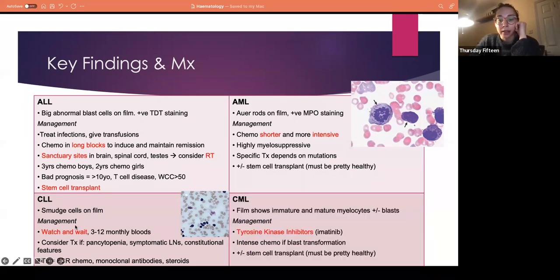And then CML, the film will show immature and mature myelocytes and blasts. And the management for CML is tyrosine kinase inhibitors. So they've transformed the management of CML. And that's things like imatinib. And then if you go into blast transformation, then you'll treat it like AML or ALL with intensive chemotherapy.